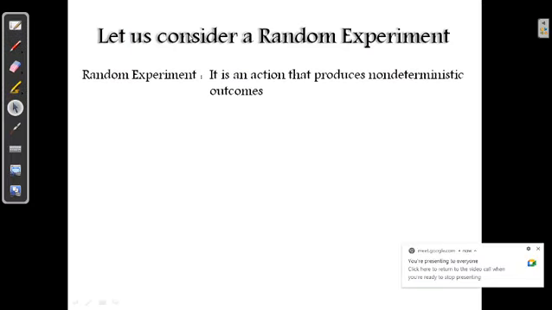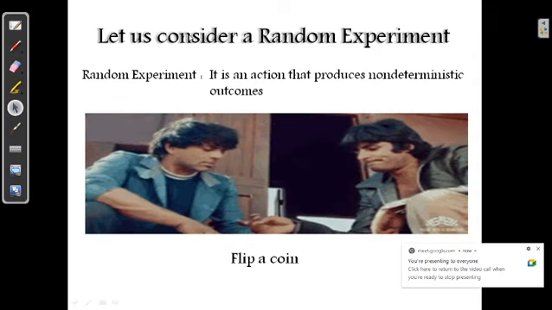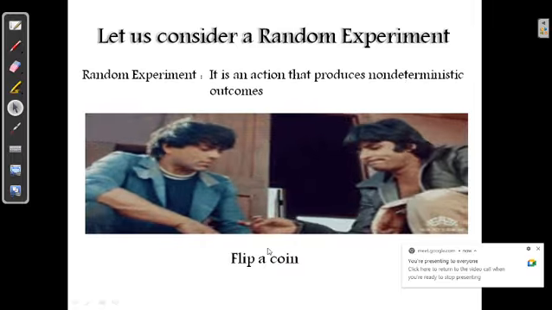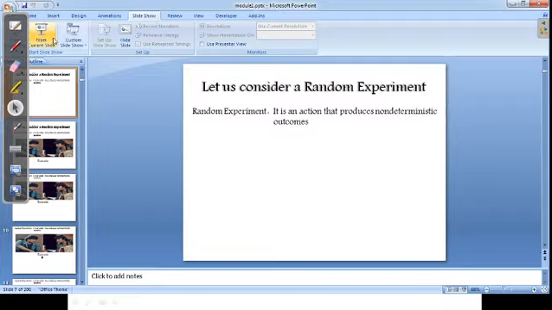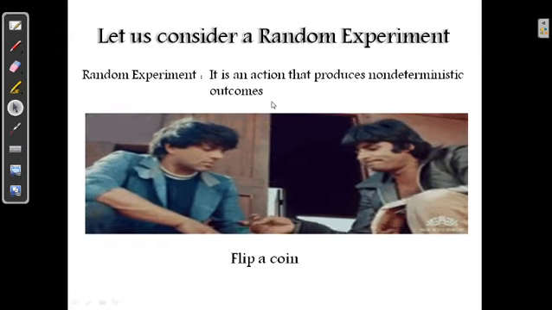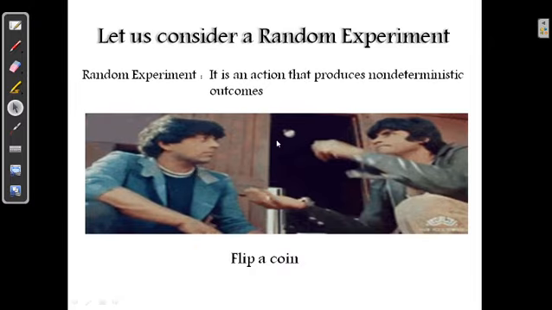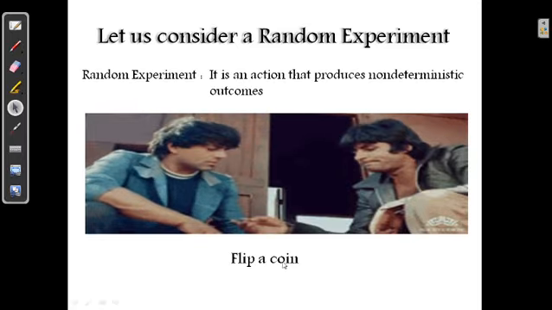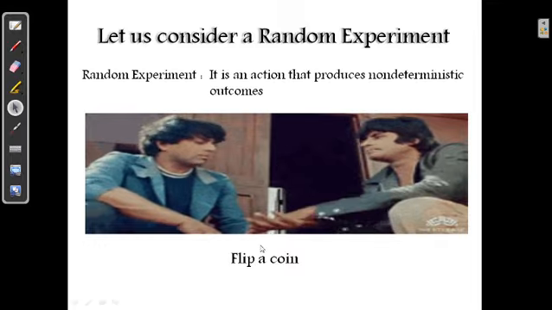Okay. So next, let us consider an example which produces a non-deterministic outcome. Again, you know that flipping of a coin is a non-deterministic application. It is called non-deterministic because you will not be able to predict the outcome. So let us consider this as a random experiment, which is nothing but flipping of a coin.